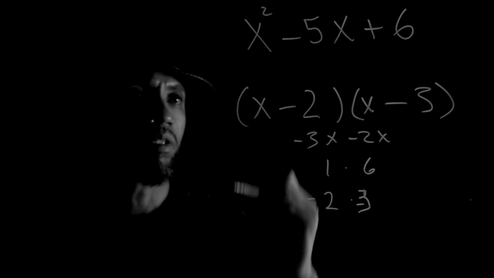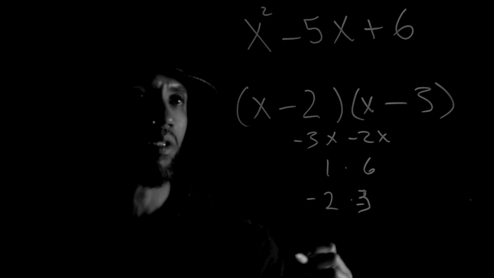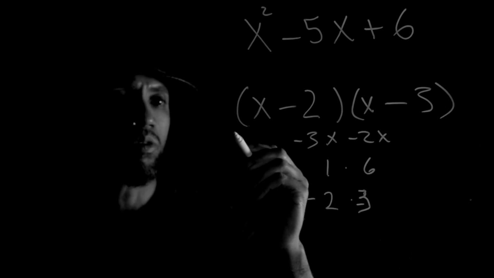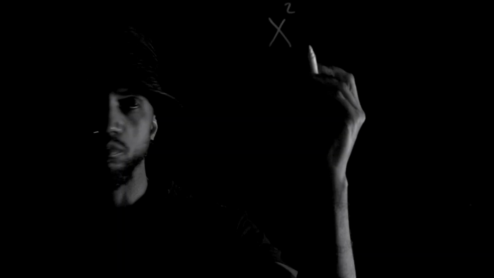Combine that together and you get negative 5x. Great. Negative 2 times negative 3 is positive 6. So this is our answer, (x minus 2)(x minus 3).